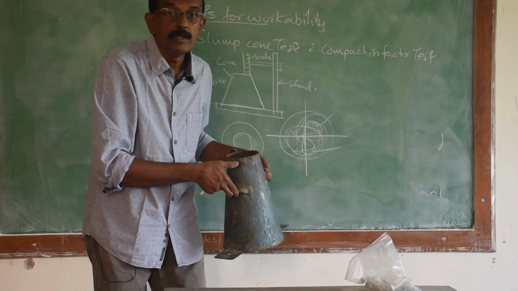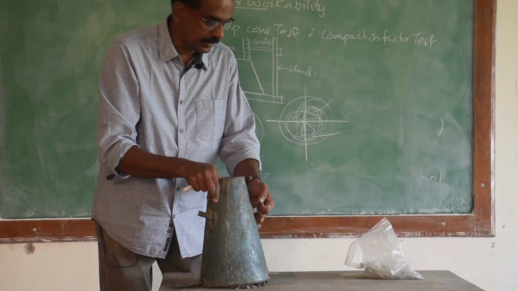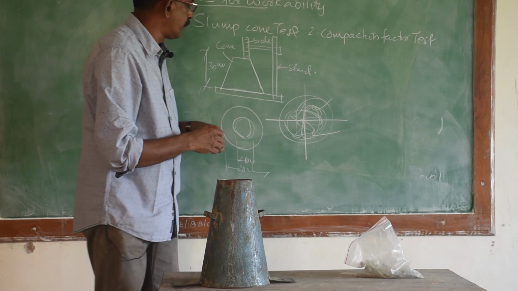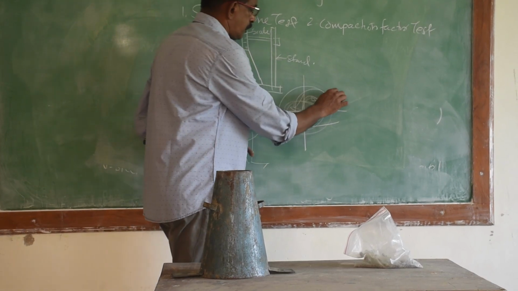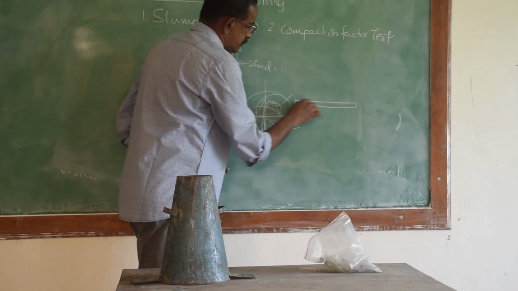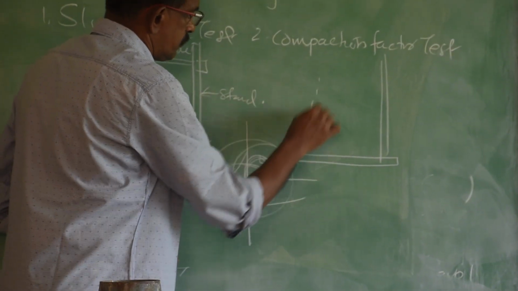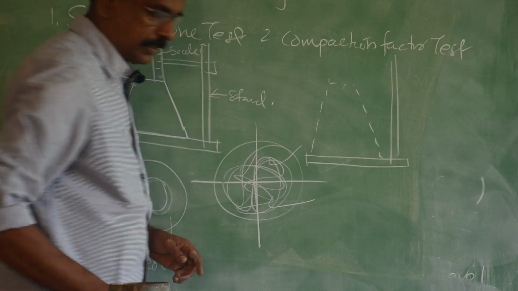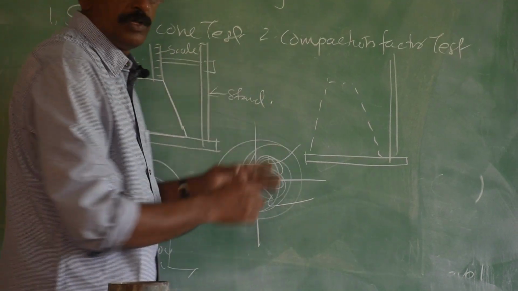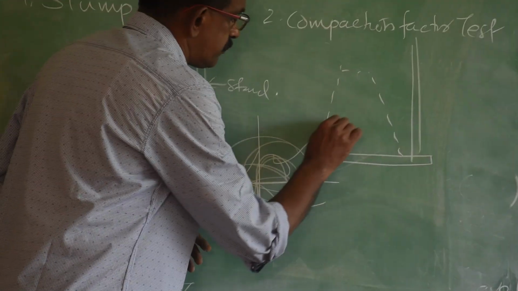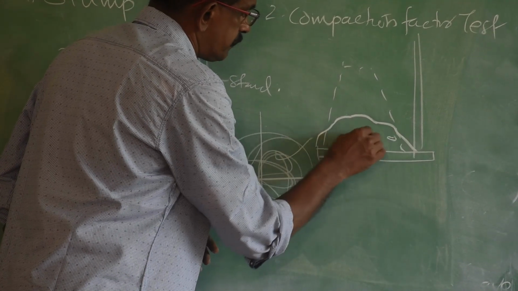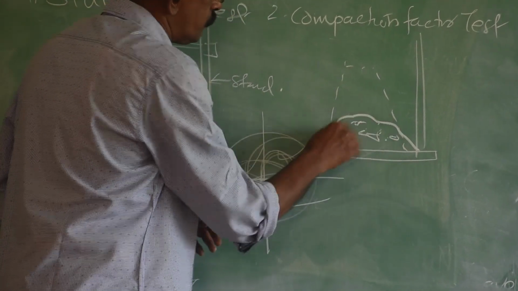What may happen? The concrete will subside. So, when you lift the cone, the shape of the concrete may be like this. Assume this was the platform, and this was the initial position of the cone. When you remove the cone, the concrete may attain a shape like this.